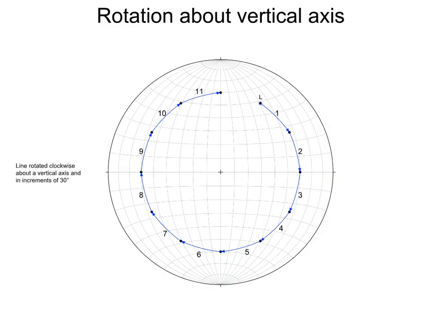This figure shows a line, L, rotated clockwise about a vertical axis pointing downwards, in increments of 30 degrees, starting with increment 1. Notice that the line changes in trend but not plunge. At any increment, the distance of the line to the center of the net is the same.